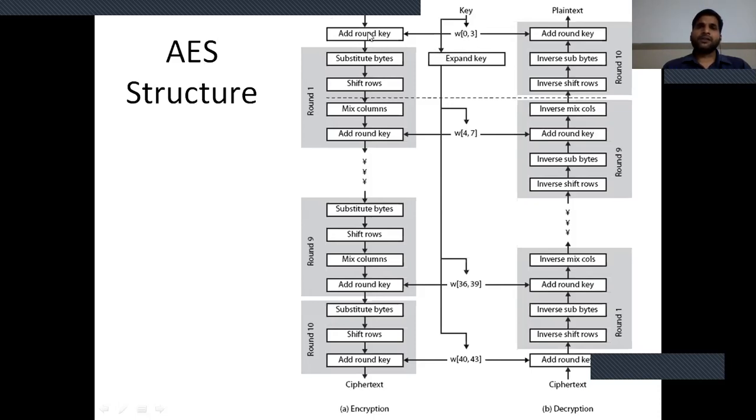After add round key, the output is the input to round 1, and round 1 performs four types of operation: substitution byte, shift rows, mix column, and add round key. Each key is divided into 4 groups: W0 to 3, W4 to 7, W8 to 11, W12 to 15, like that.